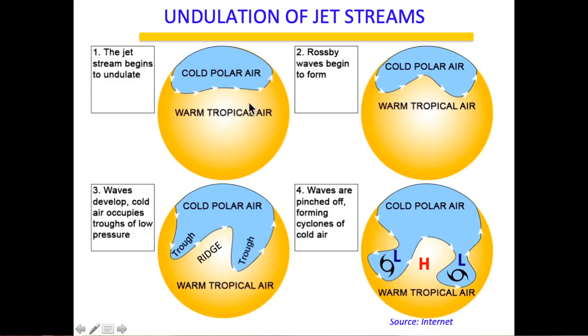Here, for simplicity, I am just considering one jet stream, which is the polar jet stream. There will be another jet stream, the subtropical jet stream, but we are ignoring that for now because the concept is the same. Undulation of any jet stream can happen because of the physics that we are going to discuss.